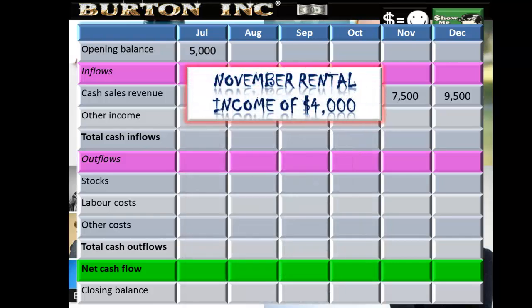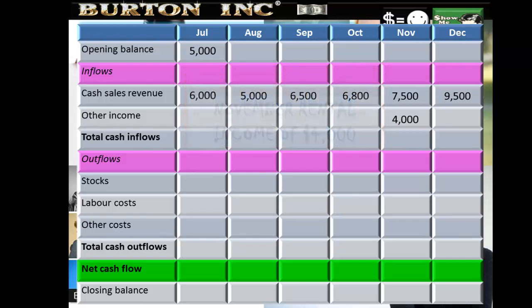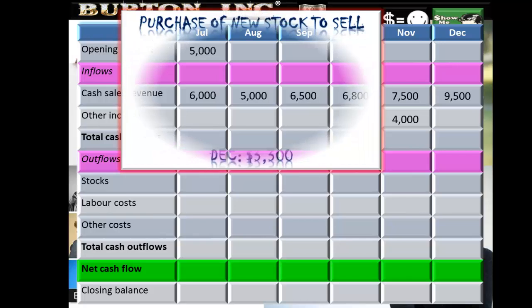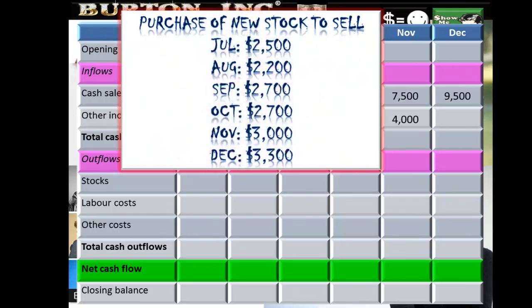Looks like we've got some additional income coming into the business here that's not created from cash sales. November rental income of $4,000. Simply under other income in November, that $4,000 goes in. Cash inflows done, dusted. Moving on to cash outflows now.